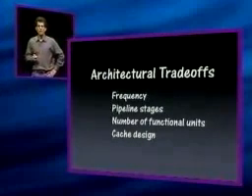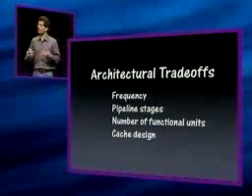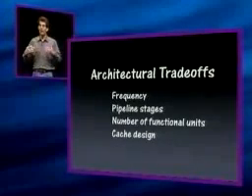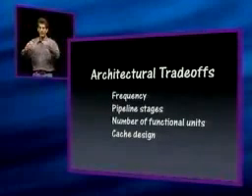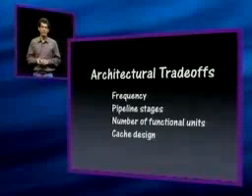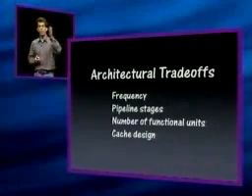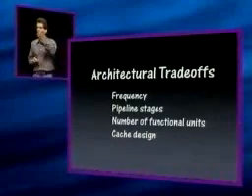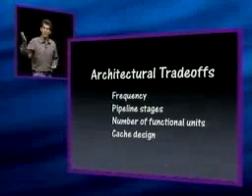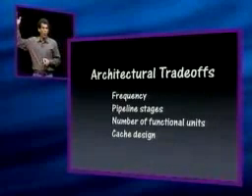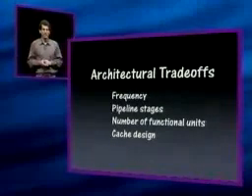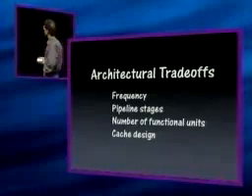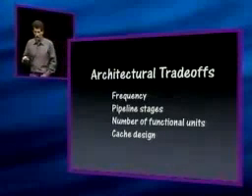Then there's the number of functional units. The more functional units you have, the more parallelism you can have. That's how many instructions you can execute every cycle. And the cache design: whether you have a level 1, the size of the level 1, the size of the level 2, and if you have one, the level 3 cache. So all of these factors play into the performance of the processor, not just frequency.